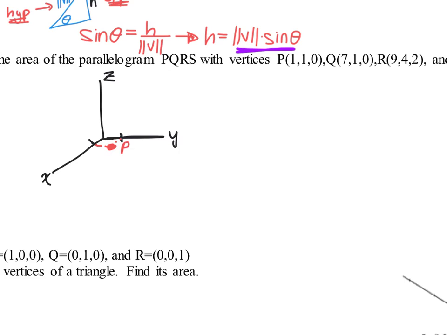That's going to be point P. Point Q would be 7, 1, 0. So 7 units in the x direction. 2, 3, 4, 5, 6, 7. Still 1 unit in the y direction, but still on the plane. So that's Q.